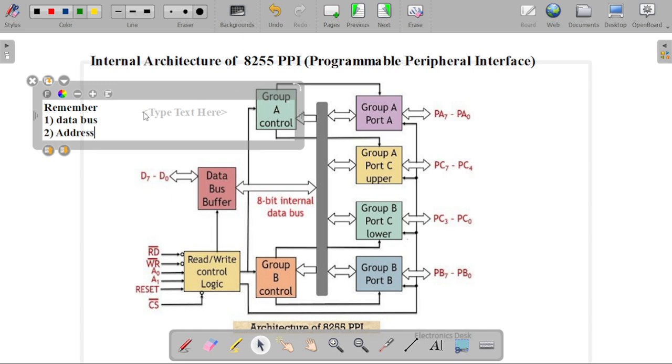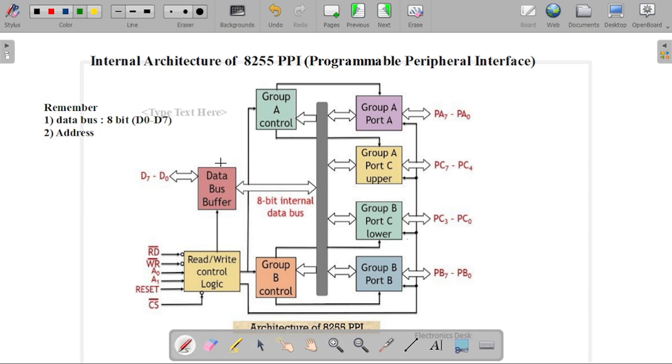In the 8255, there is an 8-bit data bus available, and that is from D0 to D7. Here we write this data bus buffer block, and that is used for transferring our data signal over this internal data bus line.